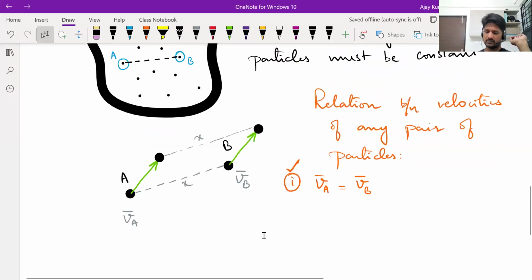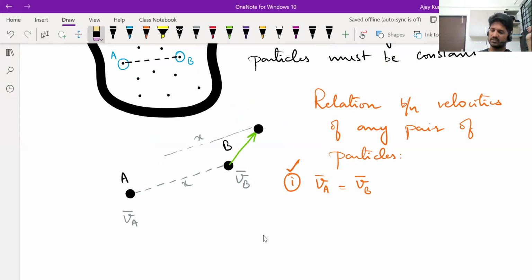Can you think of some other ideas how they can move without the distance between them changing?